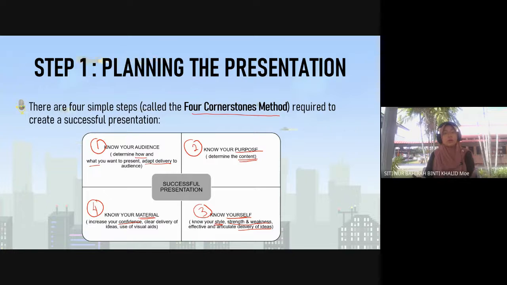You understand what you're trying to deliver. And then it will help make your delivery clear.